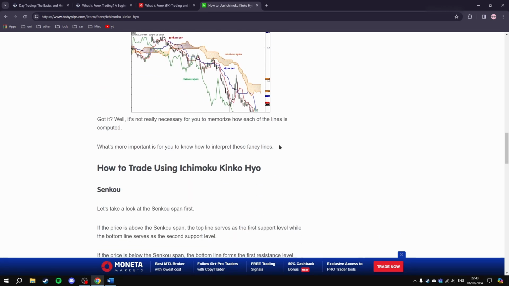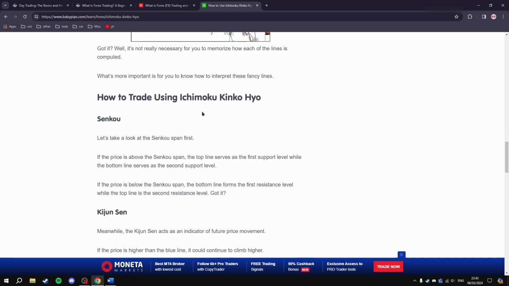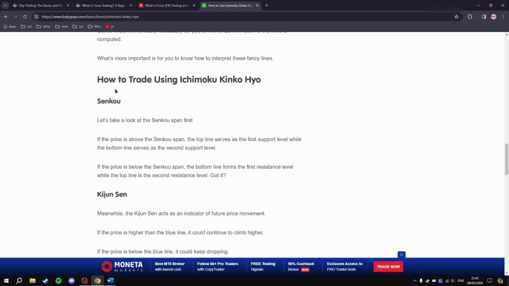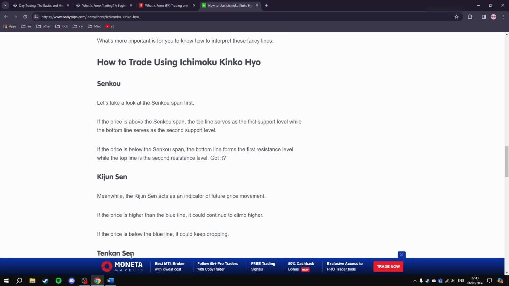Got it? Well, it's not really necessary for you to memorize how each of the lines is computed. What's more important for you is to know how to interpret these fancy lines, how to trade using Ichimoku Kinko Hyo. Let's take a look at the Senkou span first.